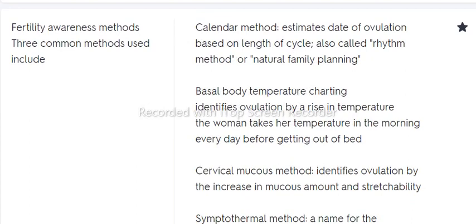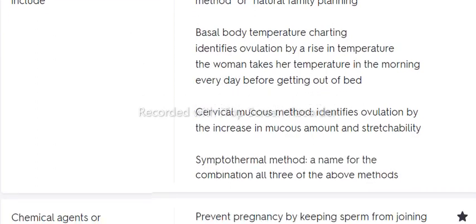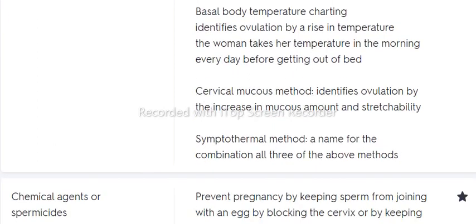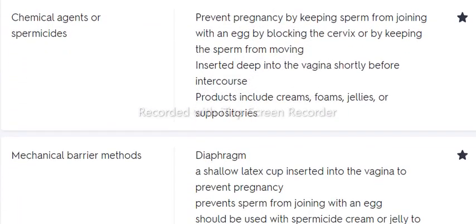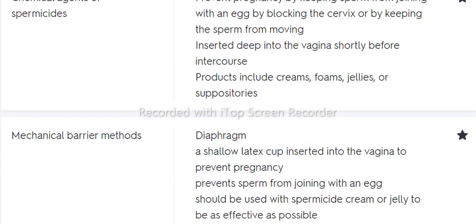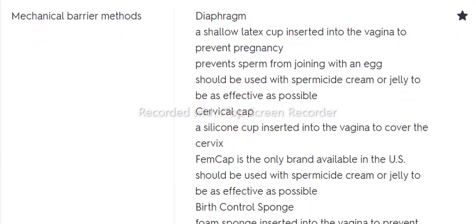Fertility awareness method. 3 common methods used include chemical agents or spermicides. Prevent pregnancy by keeping sperm from joining with an egg, by blocking the cervix, or by keeping the sperm from moving, inserted deep into the vagina shortly before intercourse. Products include creams, foams, jellies, or suppositories. Mechanical barrier methods.